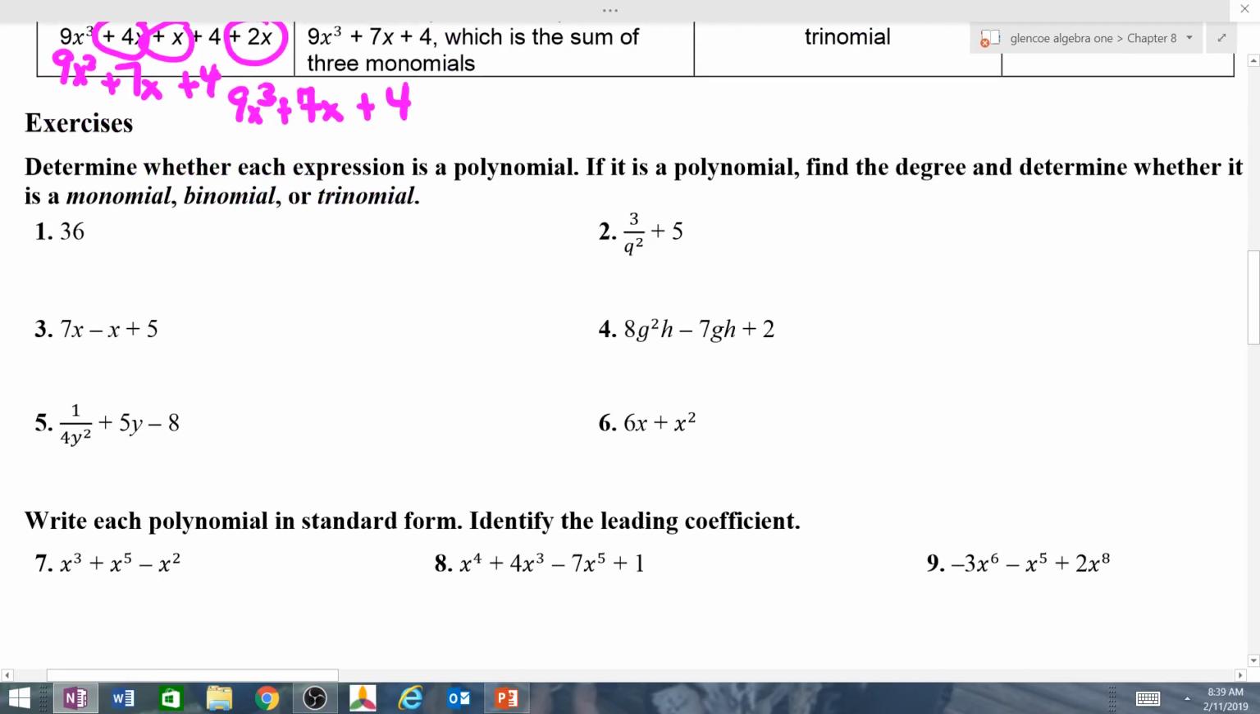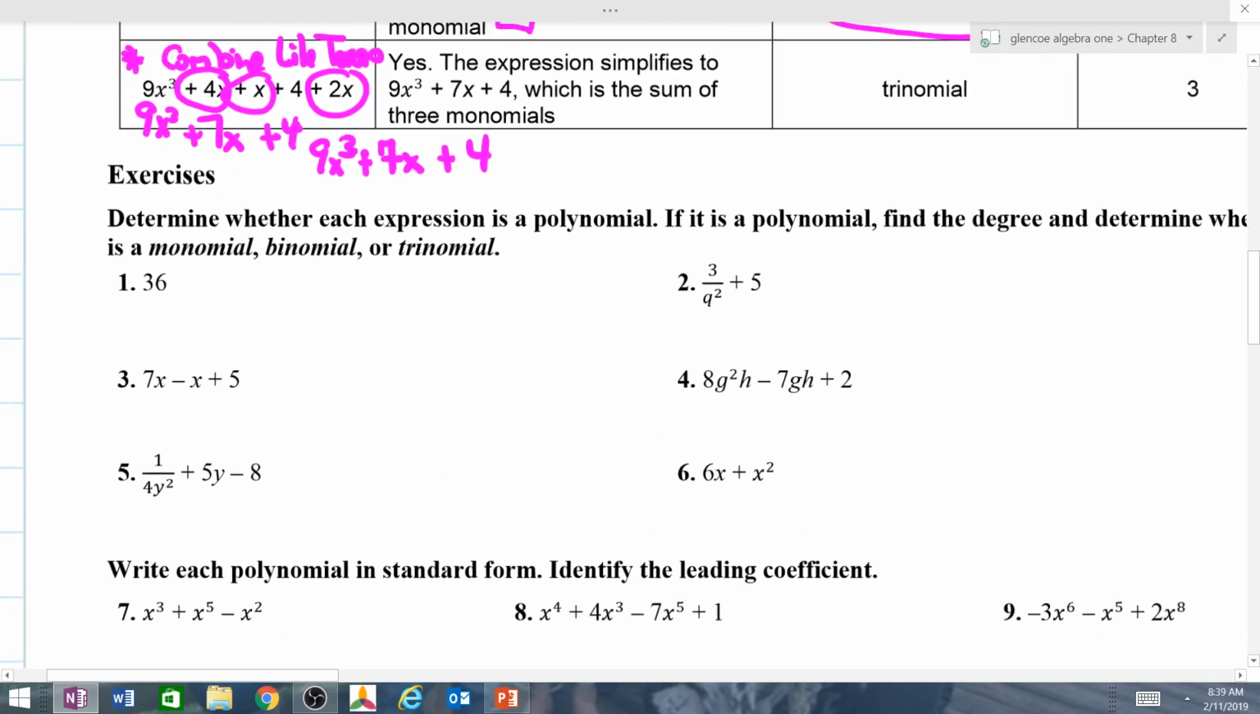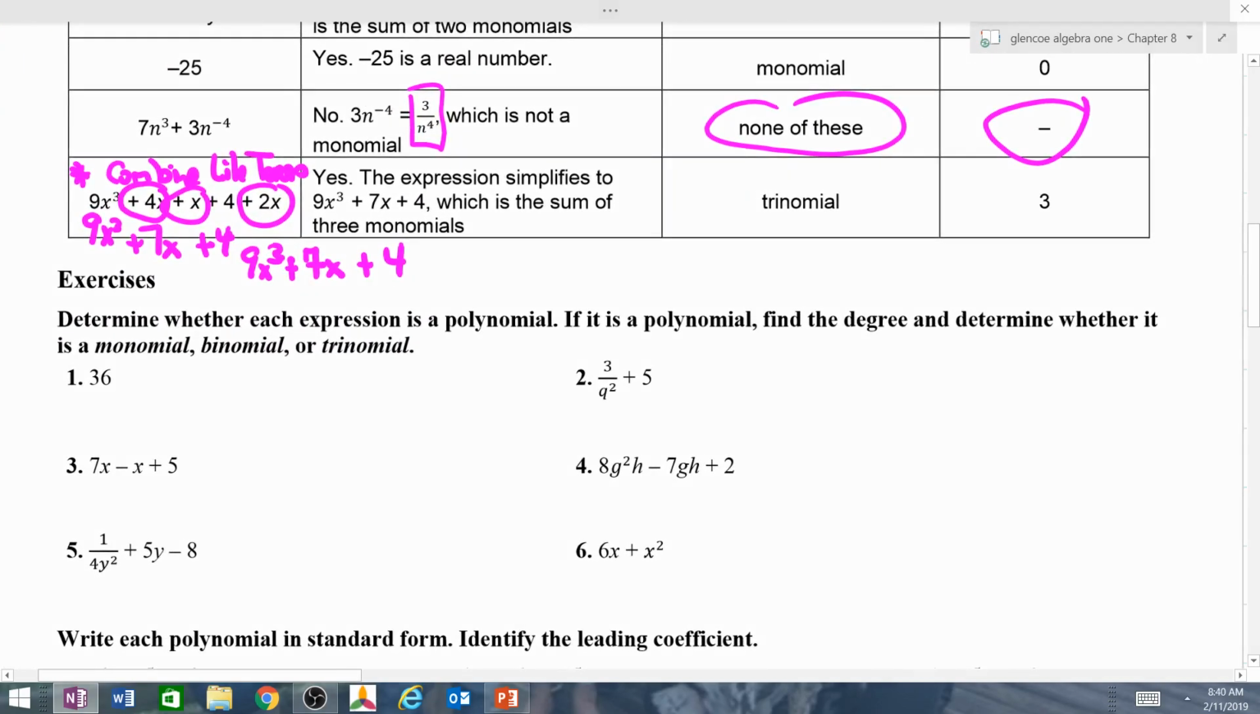Okay, so I'm going to give you a chance to just look at a couple of these. Determine whether each expression is a polynomial. If it is, find the degree and then determine is it a monomial, binomial, or trinomial. So I'm just going to give you a couple to do. You're going to do 1, 2, 3, and 4. Okay?